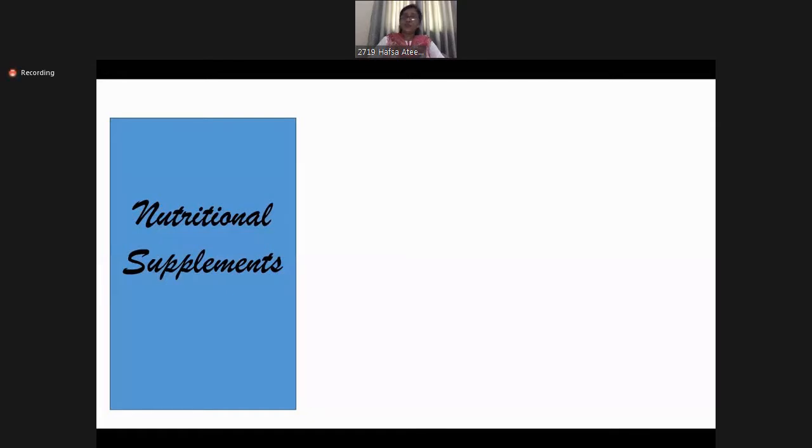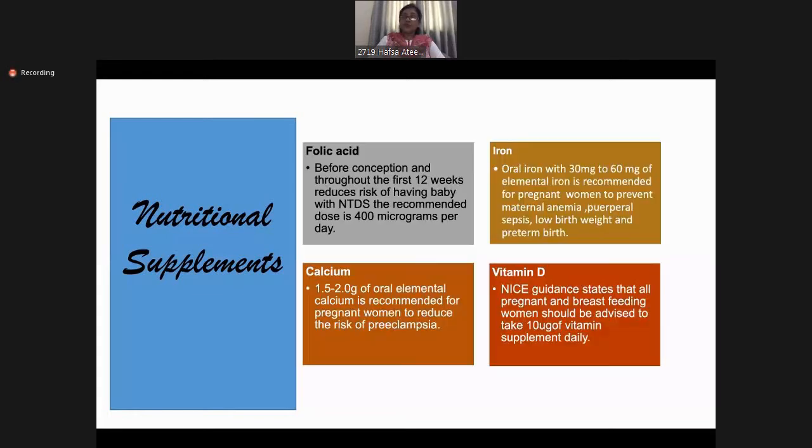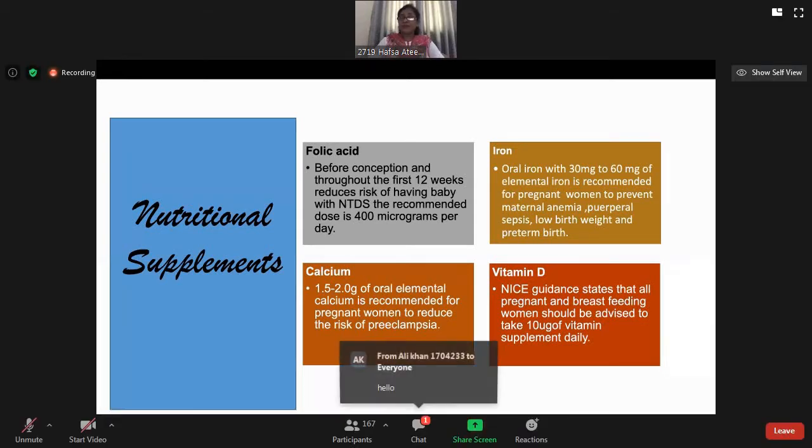Now, what nutritional supplements are required? These are the basic nutritional supplements that should be given in the antenatal period. Like she should be given folic acid. The recommendation is 400 micrograms per day. Why is folic acid important? It prevents congenital abnormalities. It prevents neural tube defects in the baby, like anencephaly and spina bifida. Folic acid prevents neural tube defects. So folic acid supplements in a dose of 400 micrograms per day should be given.